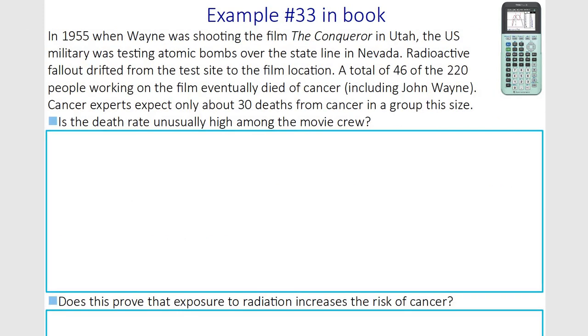All right, I'm going to keep doing examples. This one, let's do it with a calculator. Is this death rate unusually high among the movie crew? You should have paused it and tried this on your own. No one's going to see you mess up.